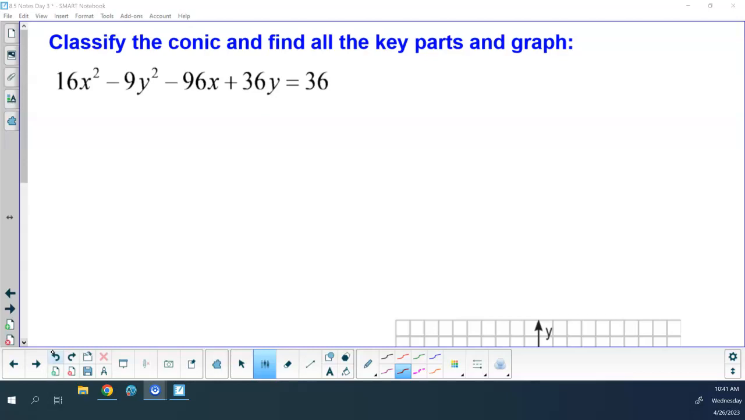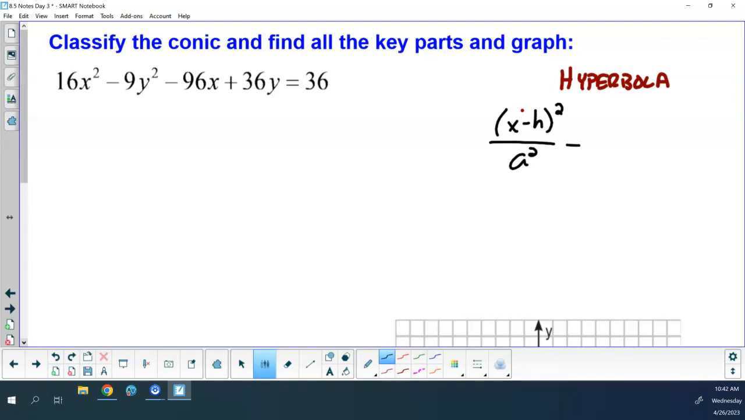All right, here we go. So we all know it's a hyperbola, right? Two squared terms, subtraction of one of them. It's an x squared one, so then that's going to be x minus h quantity squared all over a squared minus y minus k quantity squared all over b squared equaling 1. All right, let's do this.